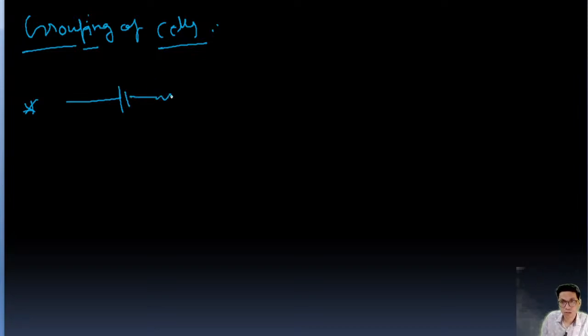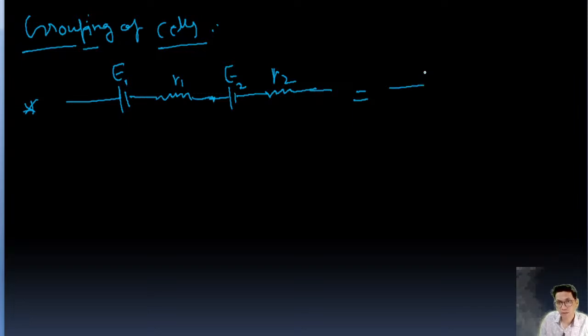Suppose this is a battery of E voltage, and this is R1 resistance, and again these are in series, E, and this is R2, and this is E1, guys, and this is E2. This is the resistance, guys. Because these are in series, we can write batteries together and internal resistances together.